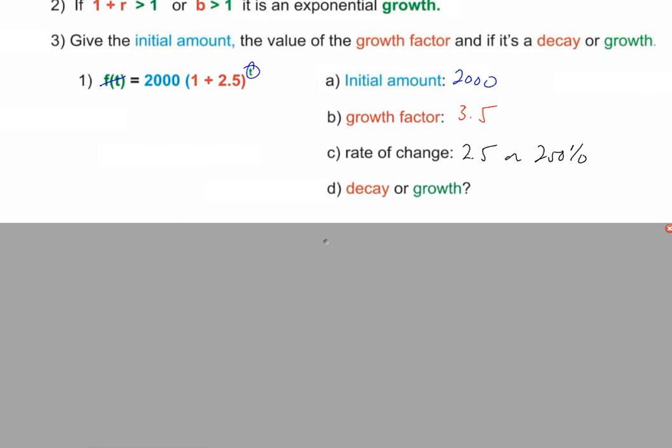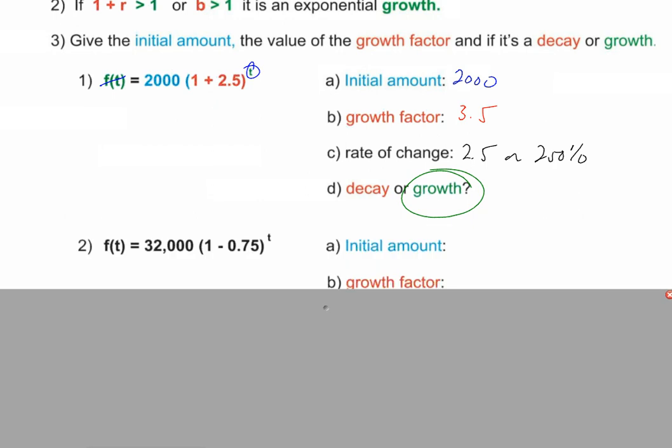Is this a decay or a growth? All you're really looking at is this: if the growth factor is bigger than 1, it's a growth. If it's less than 1, it's a decay. 3.5 last time I checked is bigger than 1, and so it's a growth. We get all that from the function, because we know the multiplier is the initial amount and the base is the growth factor. From there we can get everything else.